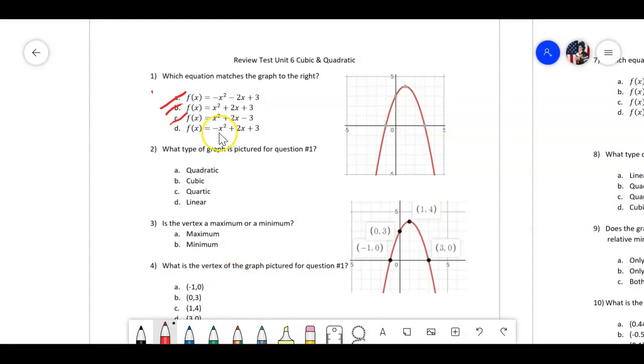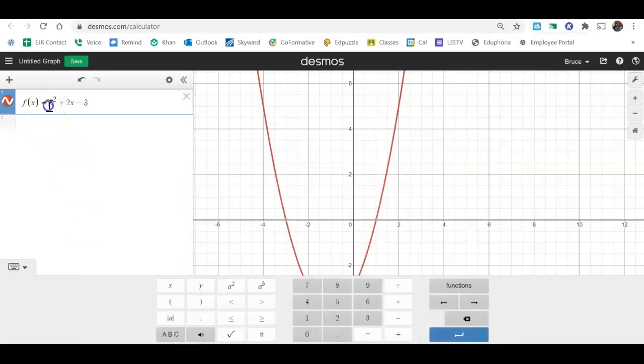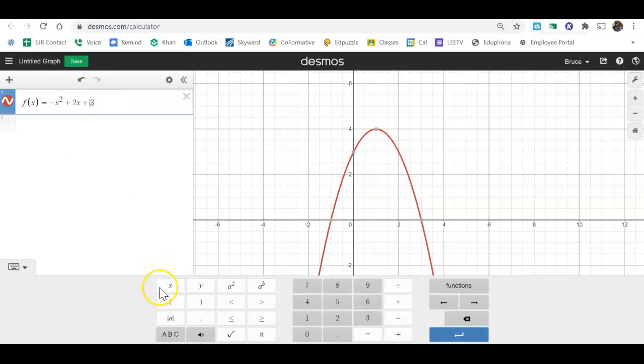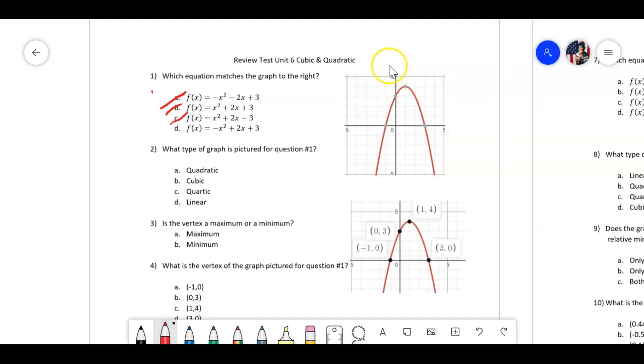but let's make sure we can see it. Negative x squared plus 2x plus 3. And there you go. So you see how the vertex is on the top right, that matches. So the best answer is letter D. All right. And then you can put that in Go Formative.